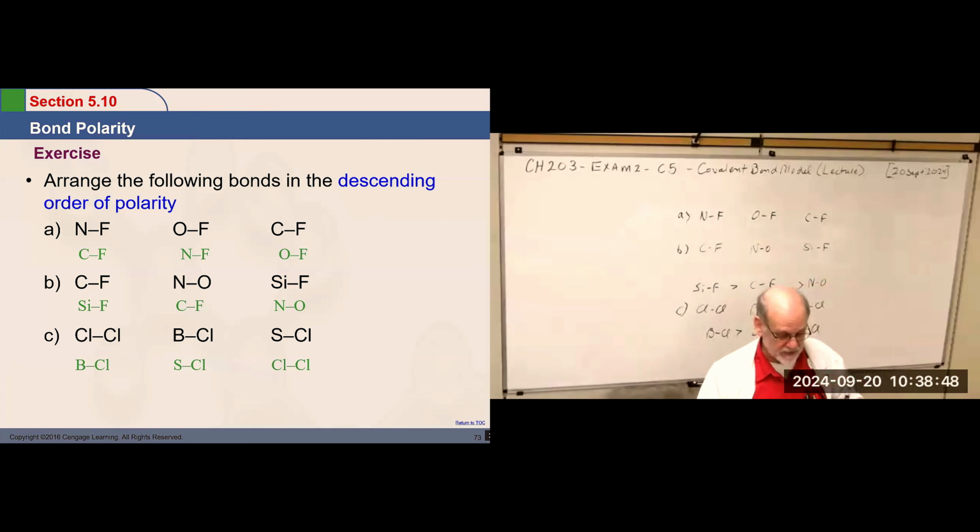Now, if you don't have the chart to look at, that's the way you would rationalize it. If you have the chart, then all you have to do is just compare the numbers.